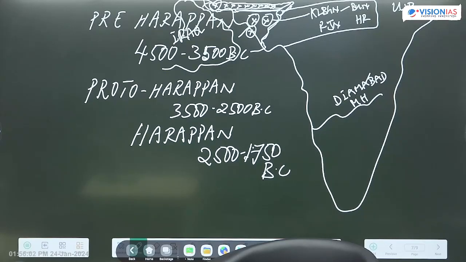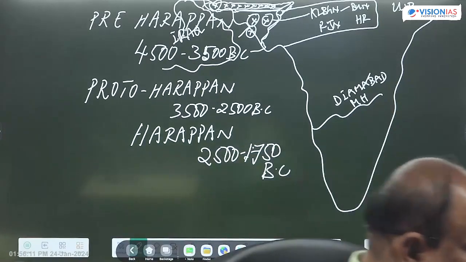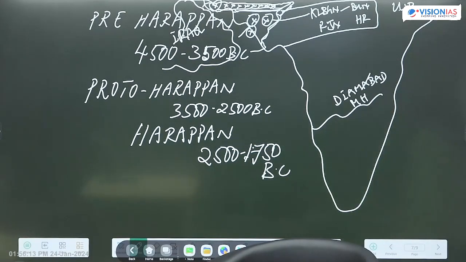They built artificial naval dockyards. Where do you see this dockyard? Lothal, within brackets, Lothal in Gujarat. Next paragraph.